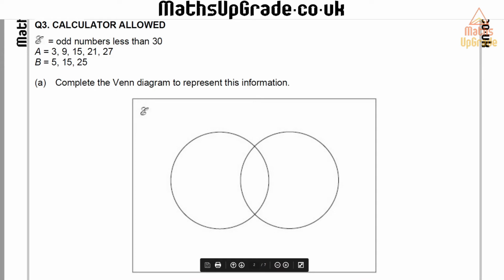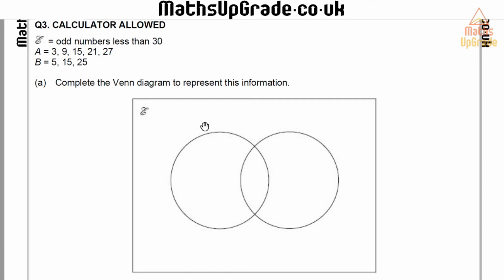In question 3, we're asked to complete a Venn diagram for this information here. So first of all, this means that the entire set, so the entire region here within this rectangle, everything including the circles, is going to be odd numbers less than 30. So at some point in this diagram, all the odd numbers less than 30 must be included. And we're told that region A would include the numbers 3, 9, 15, 21 and 27, and region B would include the numbers 5, 15 and 25.